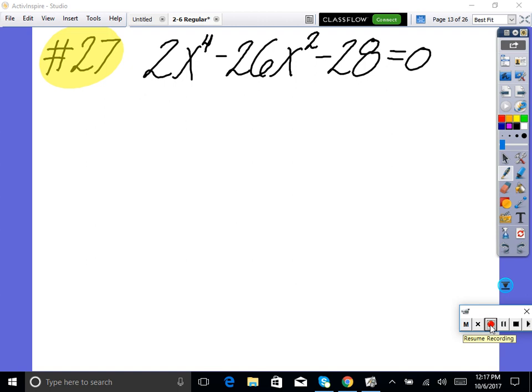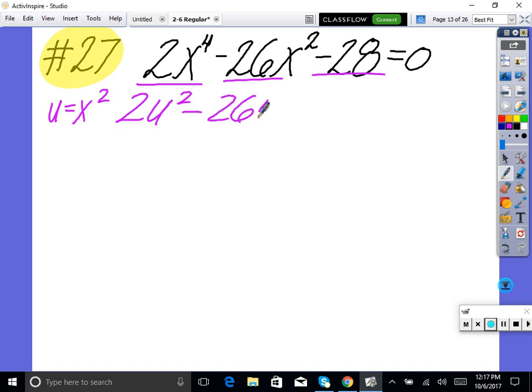27. Okay, look, isn't it still quadratic in form? Degree 4, degree 2, constant. Hey, let's rewrite this as a u substitution. Let u equal x squared. So this is going to become, you tell me, 2u squared minus 26u minus 28 equals 0.